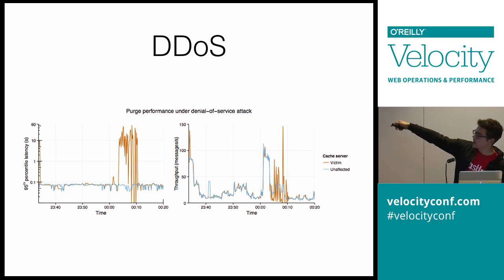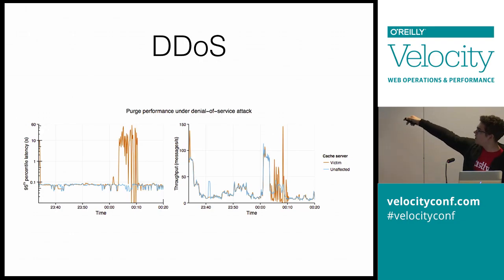On the left-hand graph, again, is the latency for the purges. The spiky red line is the victim of the DDoS, and a blue line was a public server that was unaffected. And when the DDoS starts, we see the latency jump up to 60 seconds at some point, so it's definitely having a severe effect.